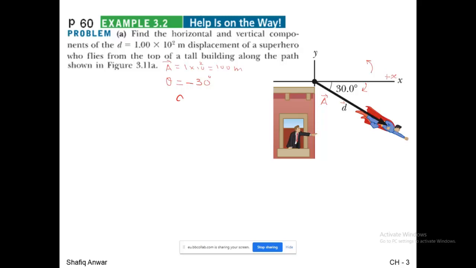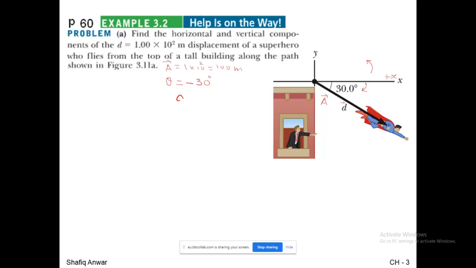Again. Can I say 350? Yes, you can say, because 360 minus that is the same thing. If you use the calculator, you will have the same value. Minus 30 degree or 330 will give you the same value for sine or cosine. That's right.